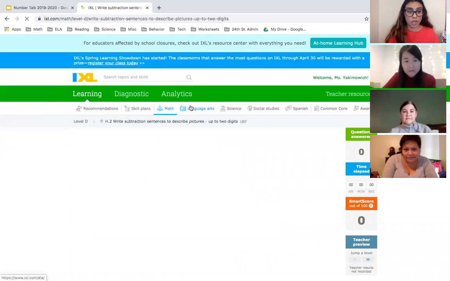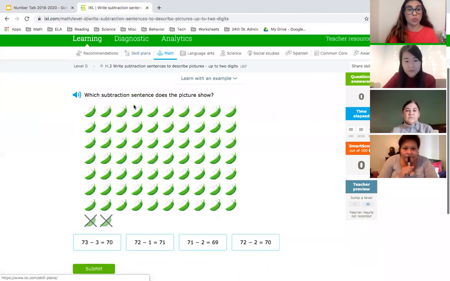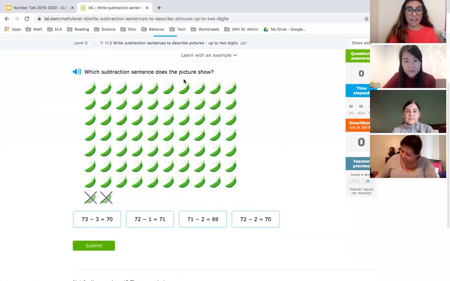And I want to just talk about what we're going to be asked to do. So again, it says write subtraction sentences to describe pictures. So here we have pictures, and they have little emojis, which make it really fun. And what they're asking us to do is look at the picture and really decide which number sentence. We have an option of 4 different number sentences. Which number sentence best describes how they subtracted here?